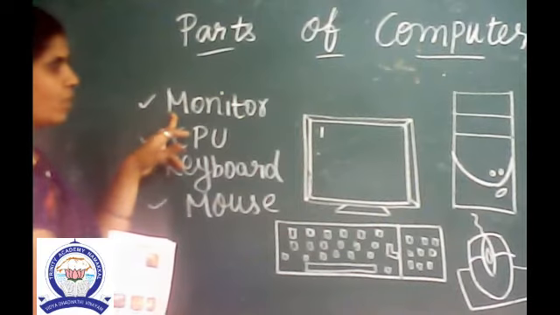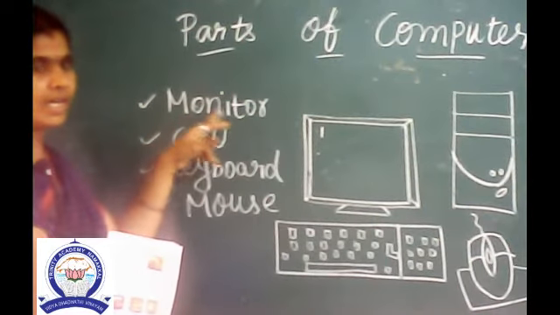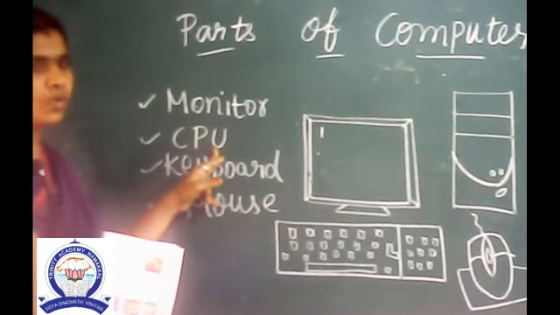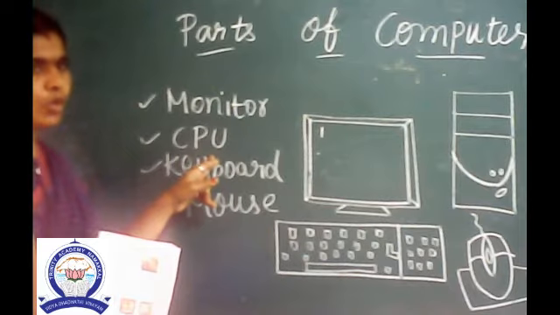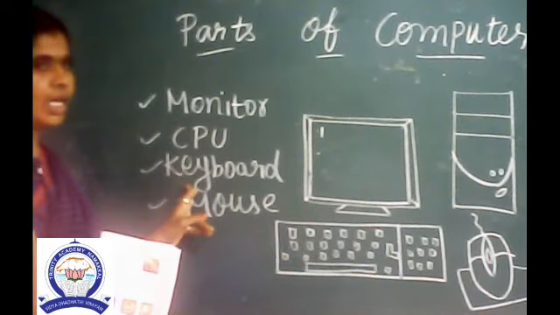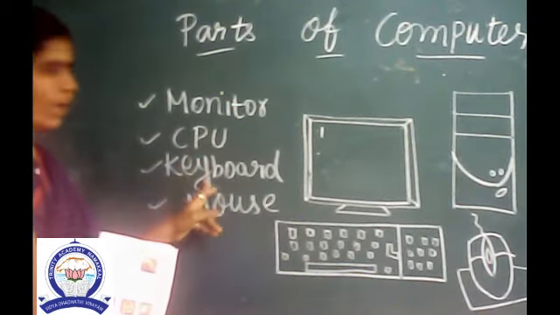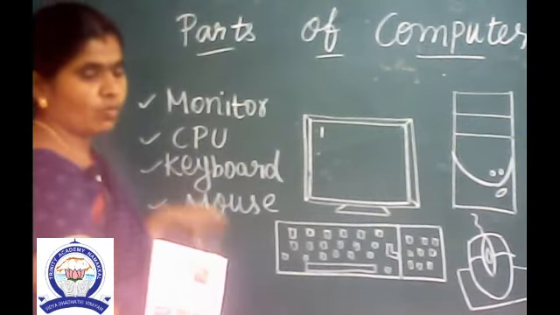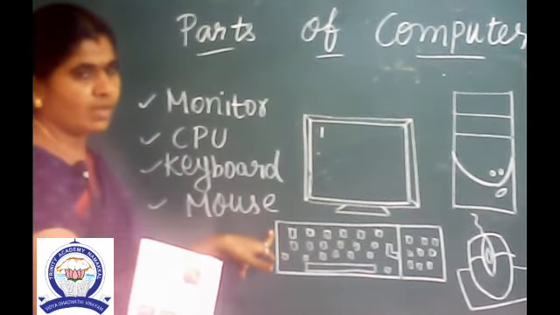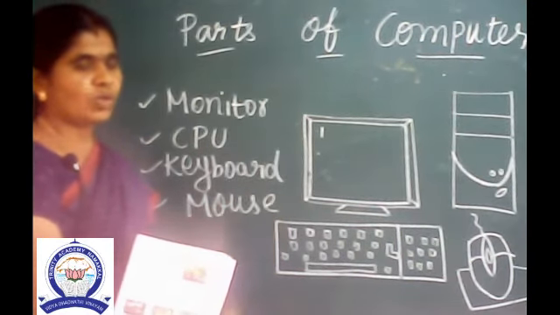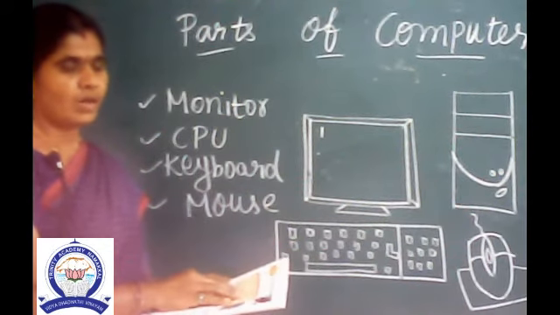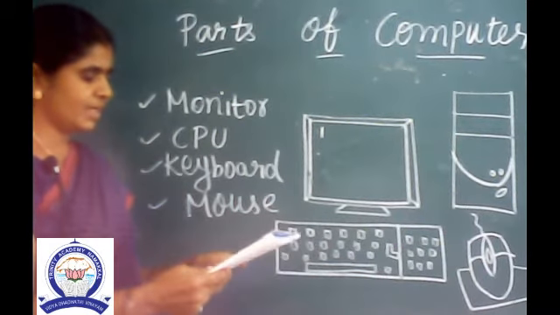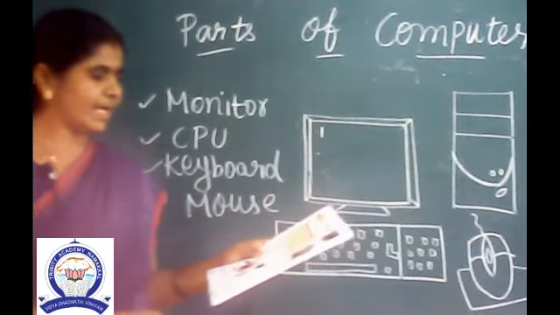Understand what is the spelling of monitor? M-O-N-I-T-O-R. Monitor. CPU. What is the full form of the CPU? Central Processing Unit. Then keyboard. K-E-Y-B-O-A-R-D. Keyboard. Next mouse. M-O-U-S-E. Mouse. Whenever we are using mouse, we have to keep the mouse on the mouse pad. Understand? Otherwise mouse will be affected. See your book, page number 10.